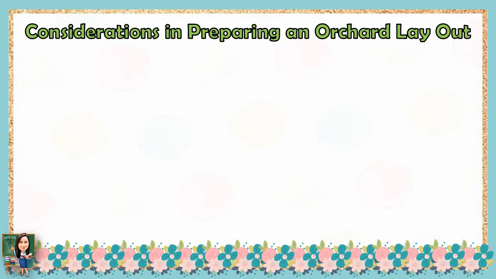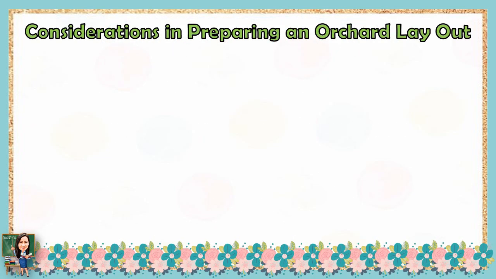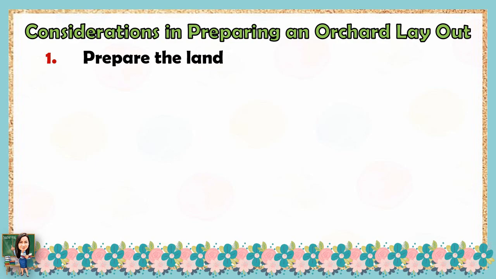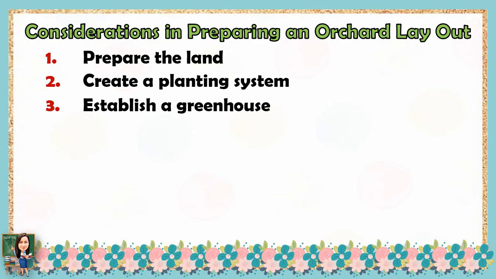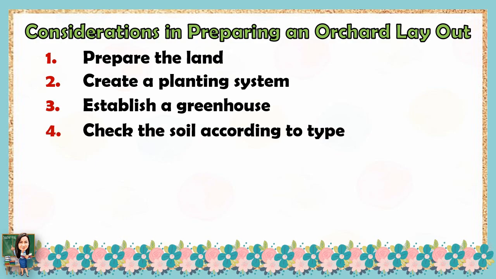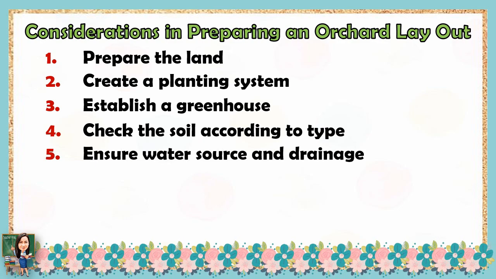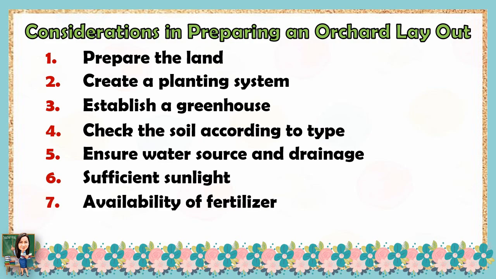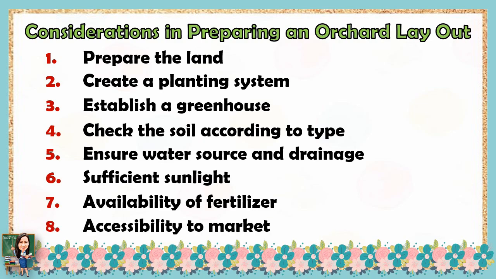There are different considerations in preparing an orchard layout. First, prepare the land. Second, create a planting system. Third, establish a greenhouse. Fourth, check the soil according to type. Fifth, ensure water source and drainage. Sixth, sufficient sunlight. Seventh, availability of fertilizer. And eighth, accessibility to market.